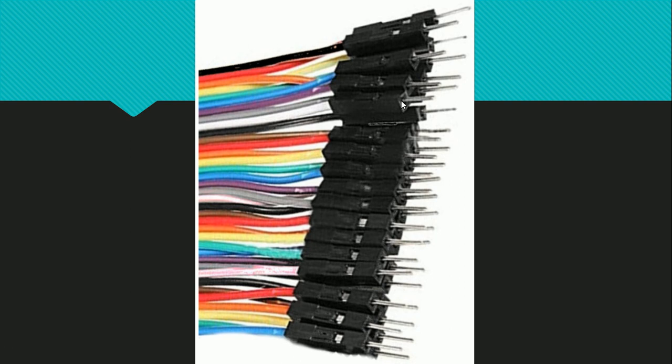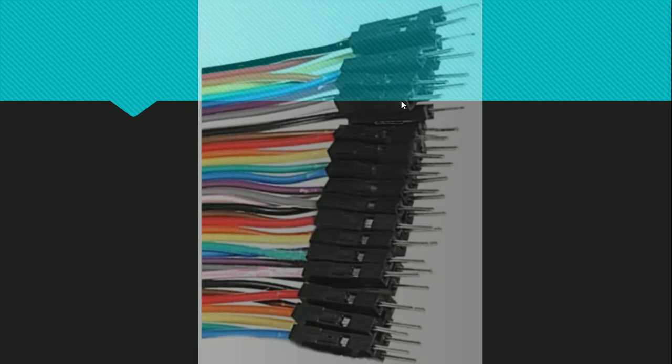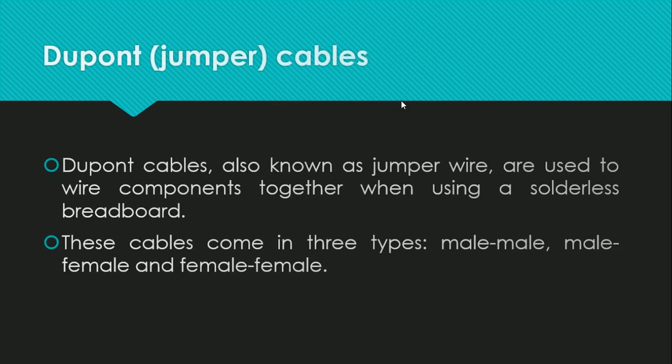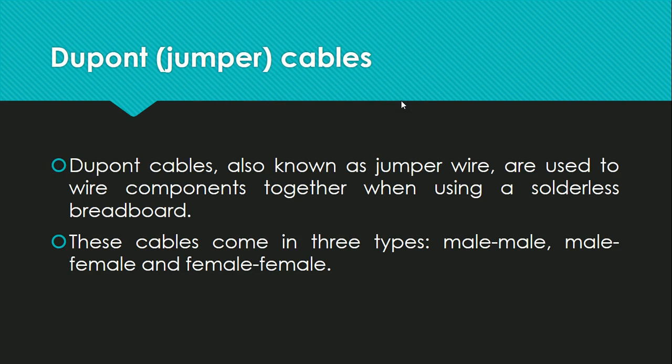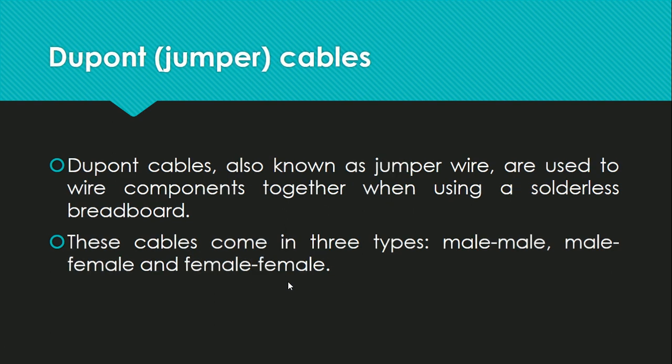And then we also have the other configuration, which is male to female or vice versa. One end is pointed for male, and the other end has a hole. So again, male to male, both ends of the Dupont cable are pointed; male to female, one end pointed and the other has a hole; and female to female, both have holes.